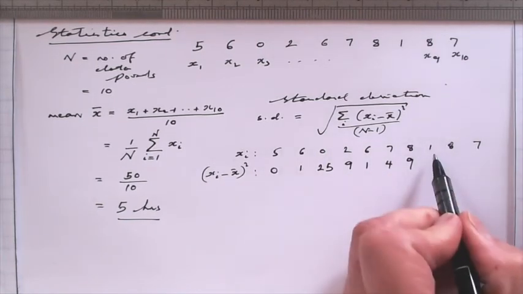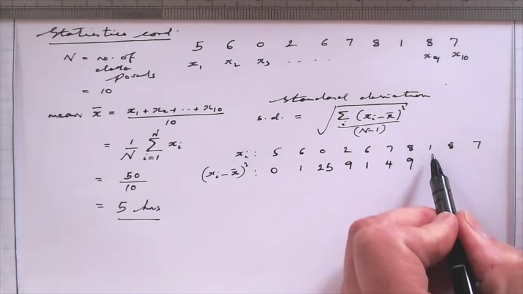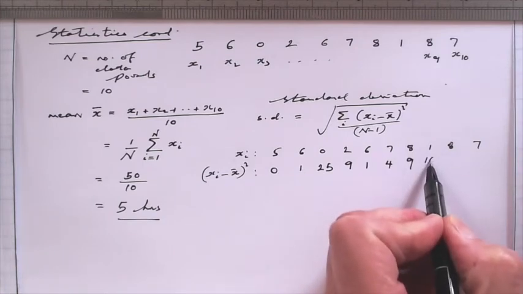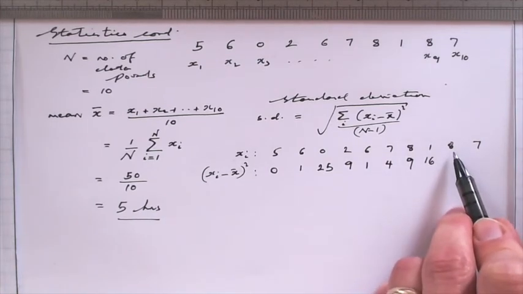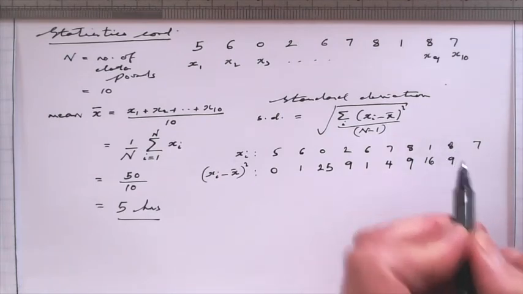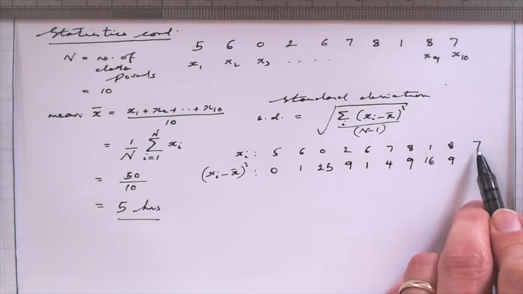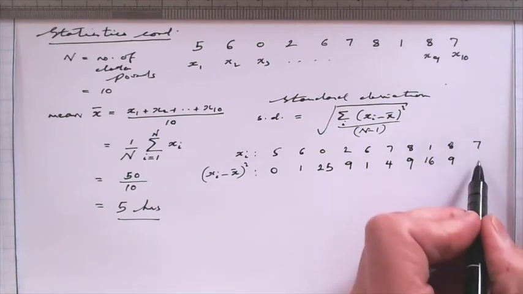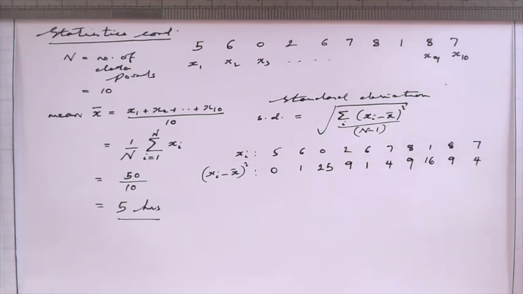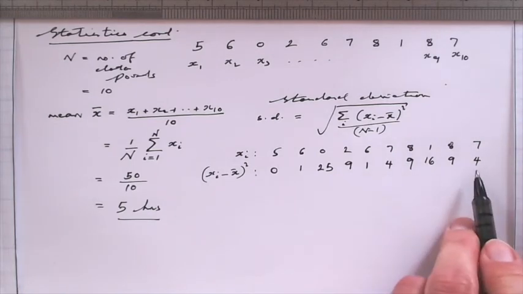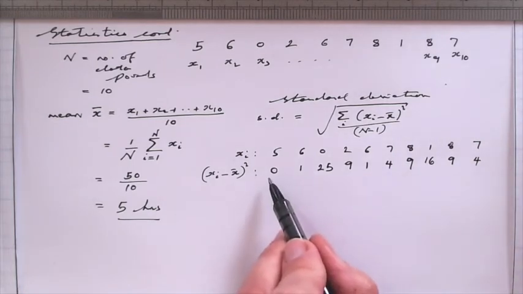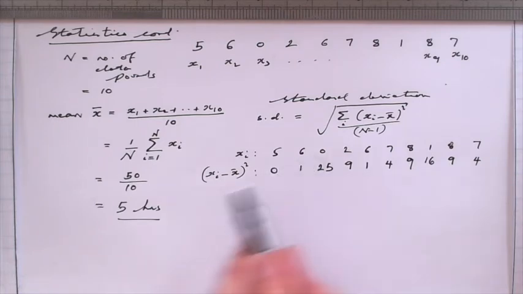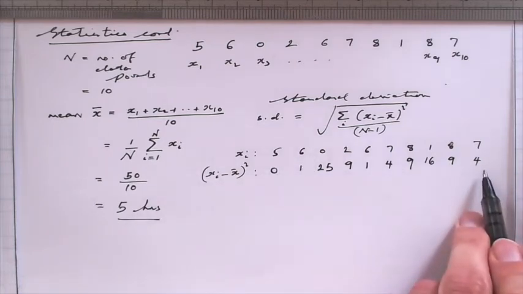Next day there was 1 hour, so 1 take away 5 is negative 4, squared is 16. Next day 8 again, 8 minus 5 is 3, 3 squared is 9. Final day, day 10, 7 take away 5 is 2, 2 squared is 4. So that is a big step done in the algorithm. We've taken each daily value from the mean and squared it, okay?